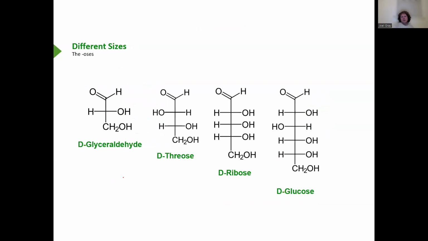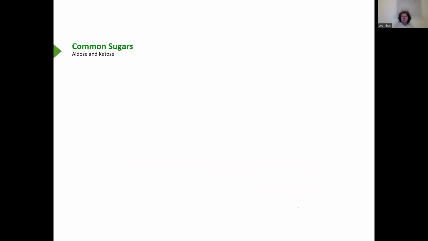So with these different sizes, we've got D-glyceraldehyde, D-threose, D-ribose, and D-glucose. These all are aldoses, but the numbers of carbons vary. We've got 3, 4, 5, and 6. What we're seeing here are the common names for these different molecules. What we're also seeing is that capital letter D indicating that this is a D stereoisomer.